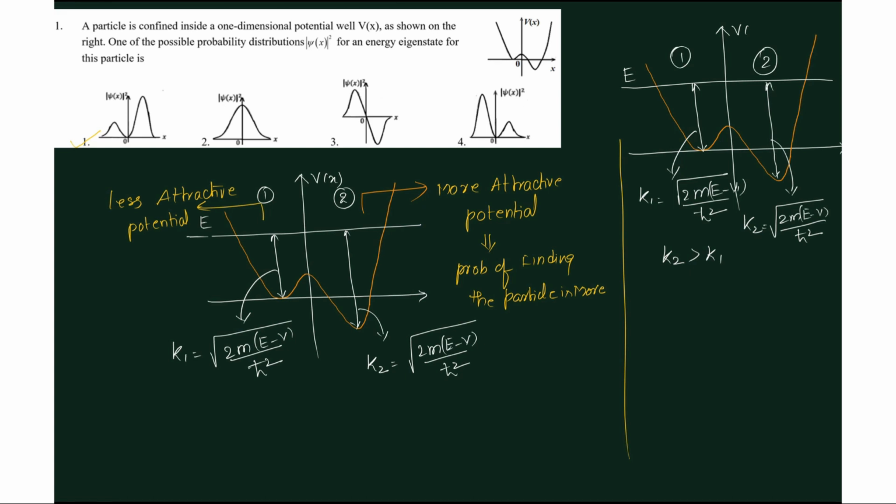So what is the relation between lambda and K? Lambda is inversely proportional to K. So this implies lambda 2 is less than lambda 1. So we can say in the second region we have less spreading, and here in the first region we have more spreading, because the kinetic energy in the second region is more than the kinetic energy in the first region. So that's why we can say the probability of finding the particle is more in the second region.